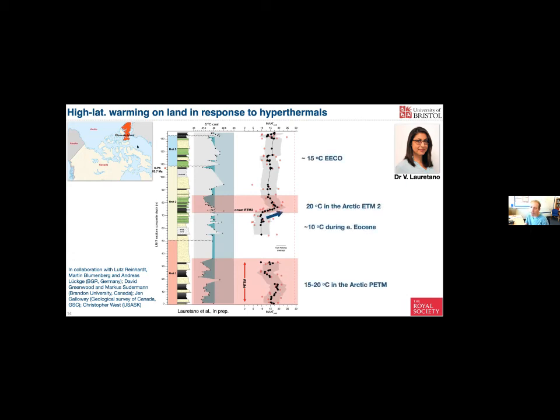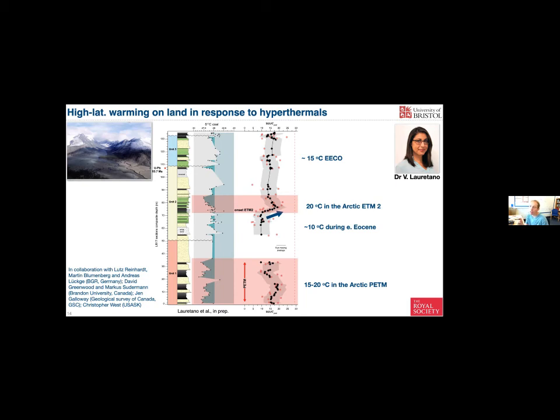Basically what you see is that in the Canadian Arctic, at places that currently look like this, and during the Eocene, these locations were still pretty high up in the Arctic. We see temperatures of around 15 to 20 degrees during the PETM, slightly cooler during the earliest Eocene. Again, rapid warming at the onset of ETM2, temperatures again between 15 and 20 degrees, slightly cooler, and then we see the beginning of the warming into the EECO.